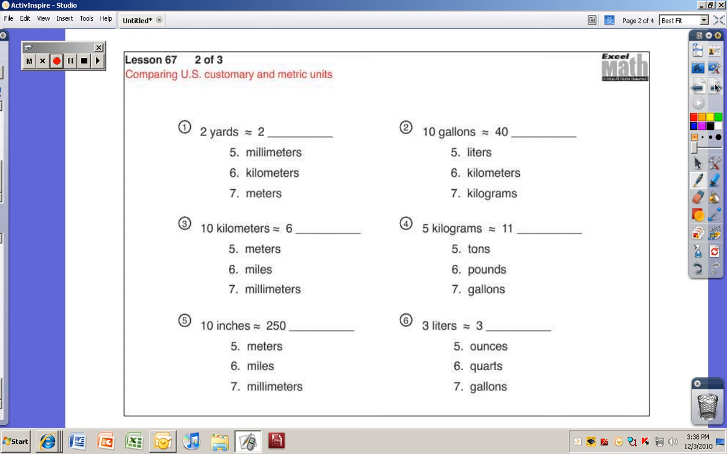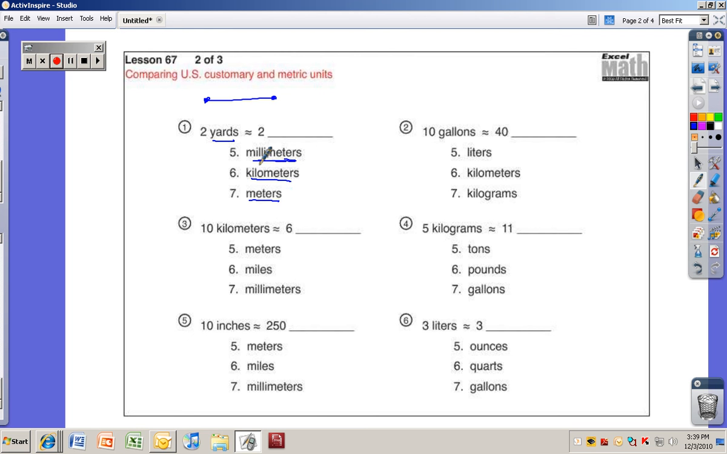make no sense with what the problem is asking. Yards is distance from one spot to another. Millimeters is distance, so that makes sense. Kilometers is also distance, and meters is distance. So we don't need to get rid of any of these based on the fact that they're maybe measuring liquids or weight or something like that.